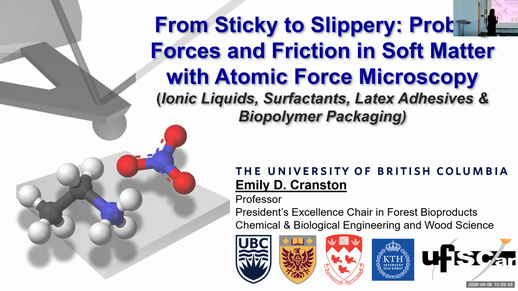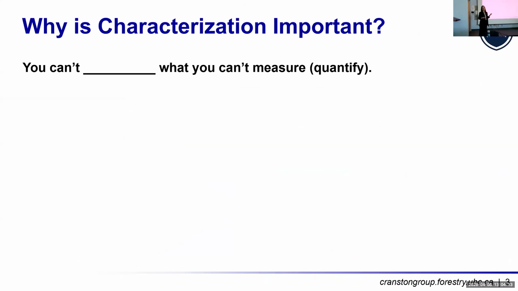And so today I'm going to give you snapshots of a bunch of different research areas that have really used the AFM in some of these more advanced modes. We'll see how the timing goes, but I've got a few listed up there, looking at ionic liquids as lubricants, surfactants to modify emulsion and latex properties, and then looking at some multi-layered biopolymer packaging. Some of this is ongoing work. Some of it is work from earlier on in my career. And as Ben told you, I am part of both chemical and biological engineering and wood science here. And so the AFM is in the basement of the forestry building if you ever want to come by and see it.